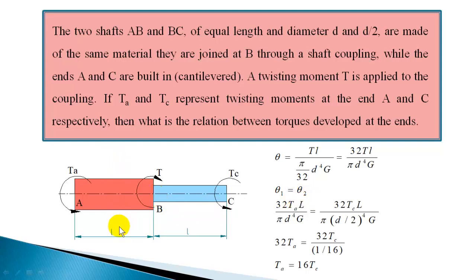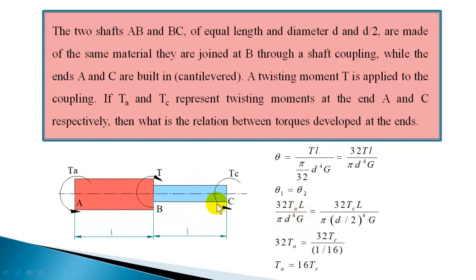And what is the torque acting in the first section? It is TA, that is T minus, if you consider from right side, T minus TC, that should be equal to TA, because total TA plus TC should be equal to T. So T minus TC should be equal to TA. So in the first section, the torque acting is TA. So you can substitute TA, and the length is L, diameter is D. Pi d to the power of 4 G.